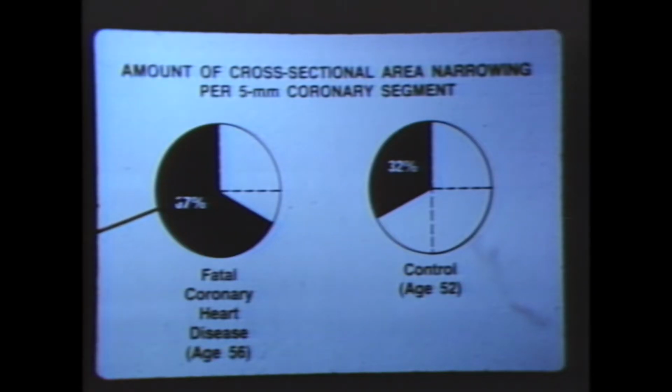It means this, that if you look at the average 5 millimeter segment out of a total of 54 segments, the average amount of narrowing in a victim of coronary heart disease was 67%. Now that's an awful lot of cross-sectional area obliterated. I think when one looks at a coronary angiogram, one has to keep in mind that the contrast material is flowing through this space here and does not necessarily depict the underlying amount of plaque. In the control group, half of that, 32% of the area, a cross-sectional area, was obliterated, a striking difference.